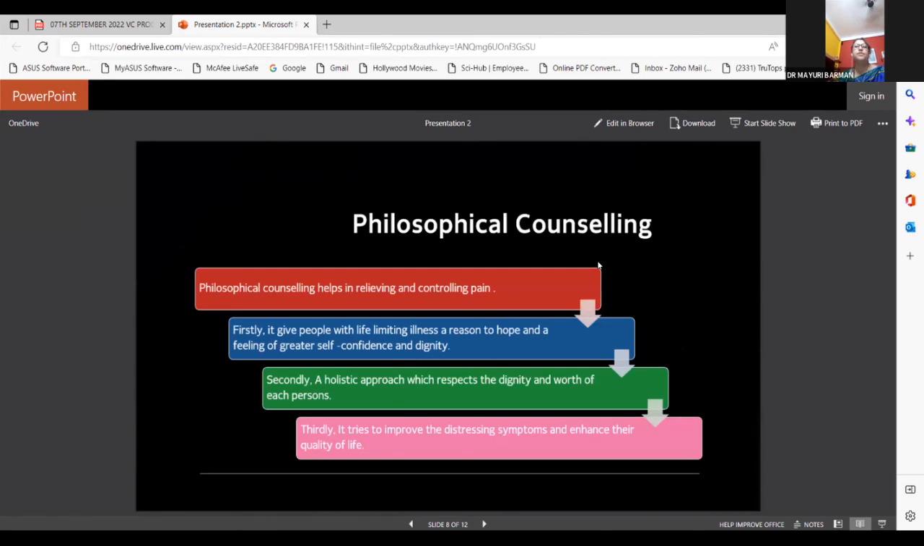Philosophical counseling. Philosophical counseling can help in relieving and controlling pain for life-threatening patients. Firstly, it gives people with life-limiting illness a reason to hope and a feeling of greater self-confidence and dignity. Secondly, it is a holistic approach which respects the dignity and worth of each person. Thirdly, it tries to improve the distressing symptoms and enhance their quality of life.